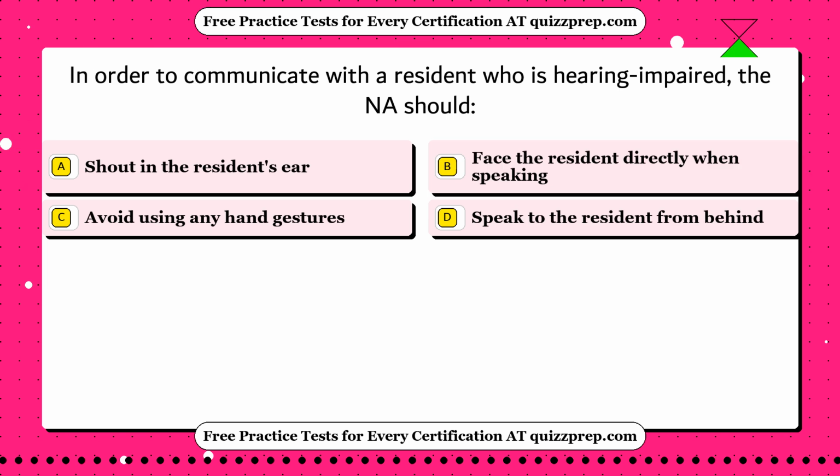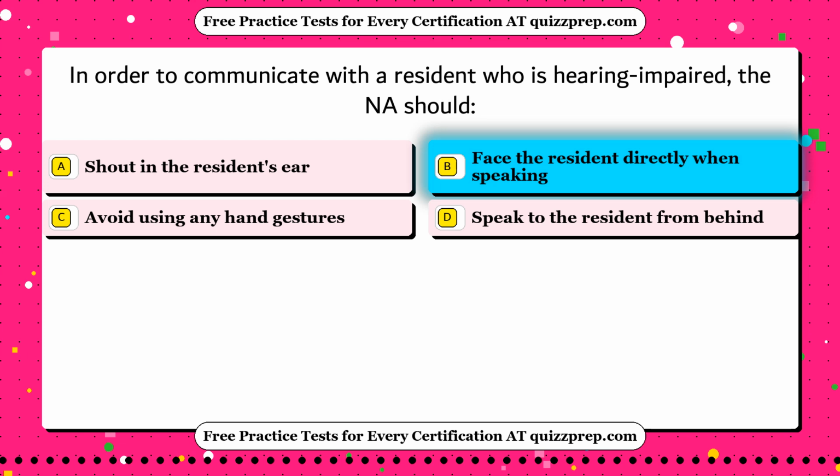Question 62. In order to communicate with a resident who is hearing impaired, the NNAAP should: Option A, shout in the resident's ear. Option B, face the resident directly when speaking. Option C, avoid using any hand gestures. Option D, speak to the resident from behind.